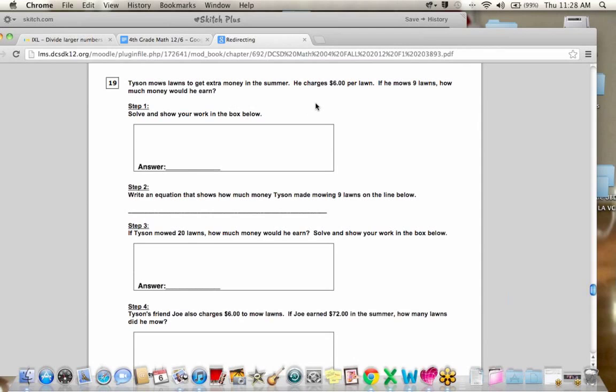Tyson mows lawns to get extra money in the summer. He charges $6 per lawn. If he mows 9 lawns, how much money would he earn? Okay, so let's just start there. Basically, what's 6 times 9? Type it into the chat. 6 times 9.